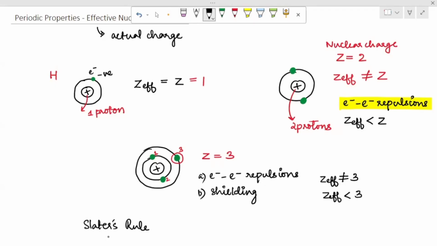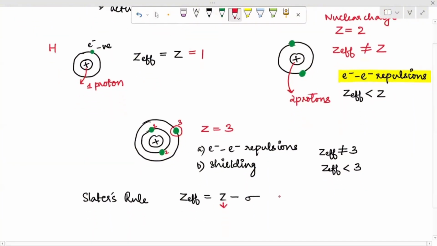The way you can find the effective nuclear charge is simply the nuclear charge minus the shielding constant. I hope you understand what nuclear charge is. Nuclear charge is simply the atomic number. And sigma over here is the shielding constant, or you can call it the screening constant. Everything is the same.